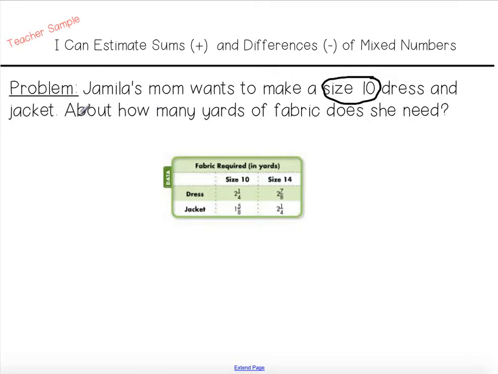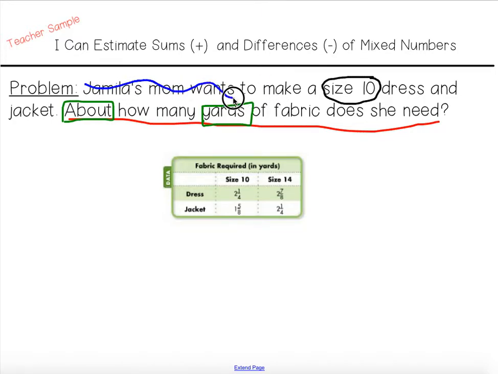We are underlining the question, boxing any keywords. So we have about, that tells us we're estimating and we're not looking for an exact number. Yards gives us our measurement. And I think that would be it. We're going to eliminate anything we don't need. I'm glad Jamila's mom is making her some nice things, but we don't really care. And then we're going to solve.